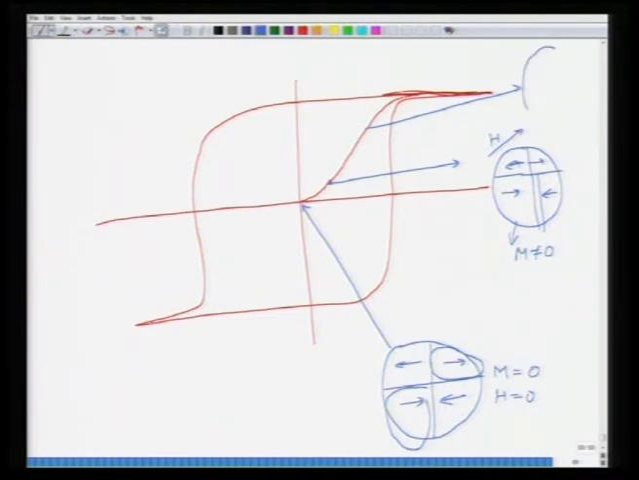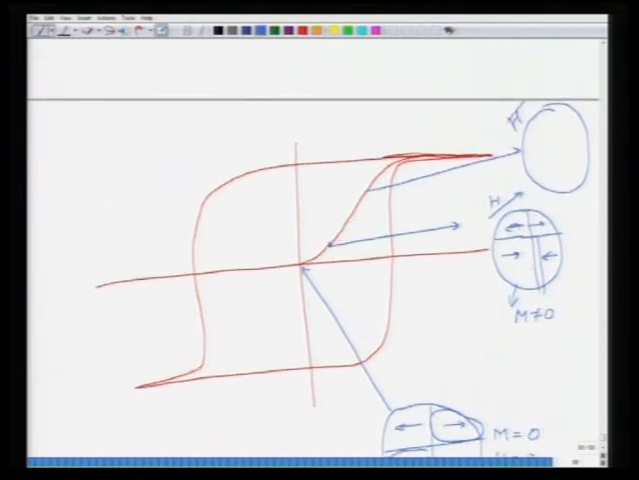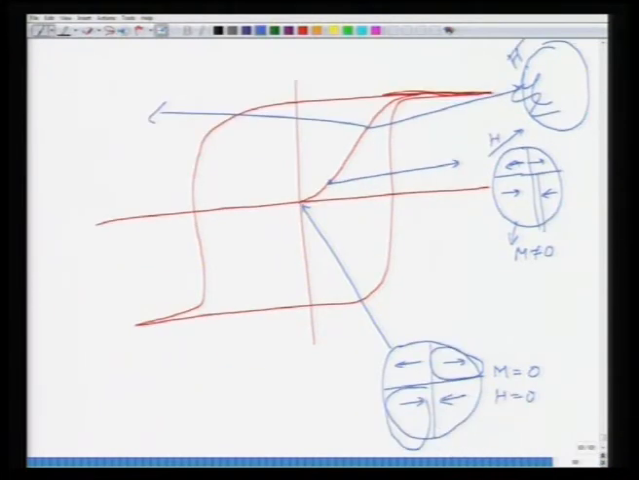So, when you reach this point for instance, let us say your field was in this direction. So, this is your domain structure. If your field was in this direction, but the domains were aligned in this direction, since the field was in this direction, these domains also now have to rotate in this direction. So, when you come to this point, the field was in this direction and the domains were also in this direction. So, this is how the domains move in these materials.